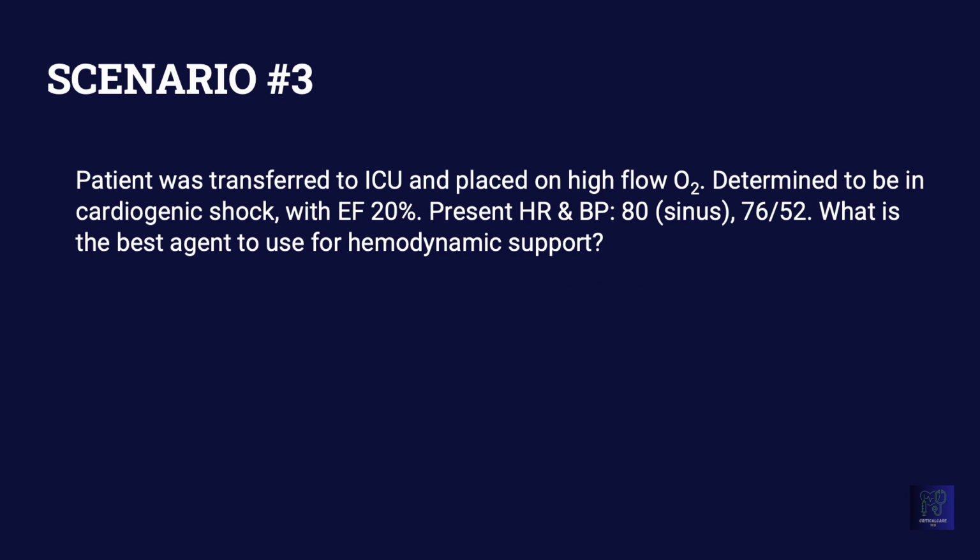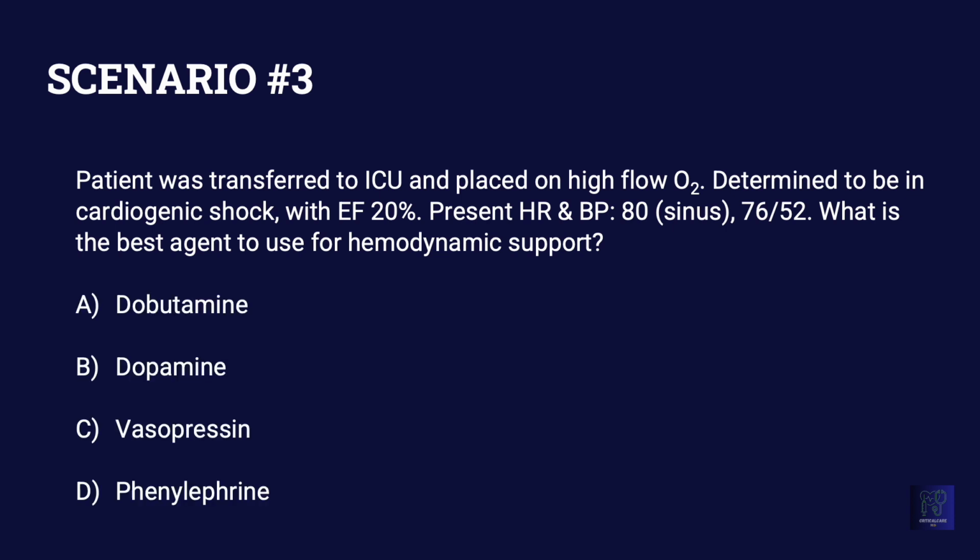Patient's oxygen needs continued to worsen, and he was ultimately determined to be in cardiogenic shock due to poor LV squeeze function. Vitals are shown on the screen. At this point, what agent would you pick for hemodynamic support for this patient? Think about what option you would pick for each question, and we will discuss the answers at the end of this video.